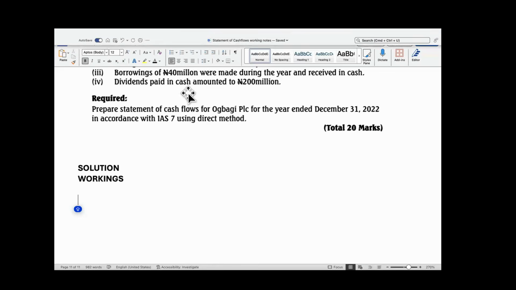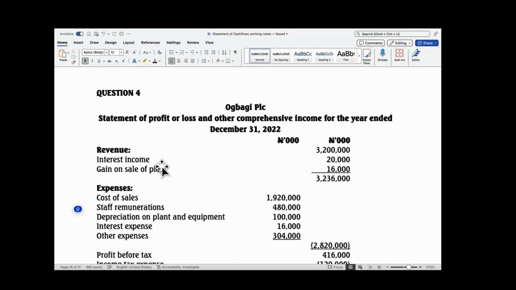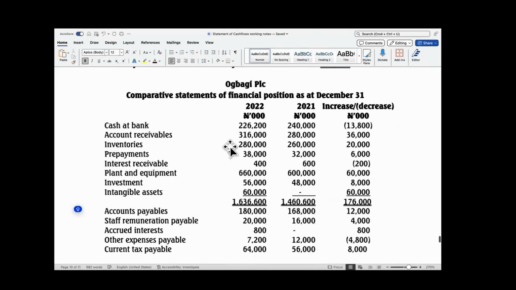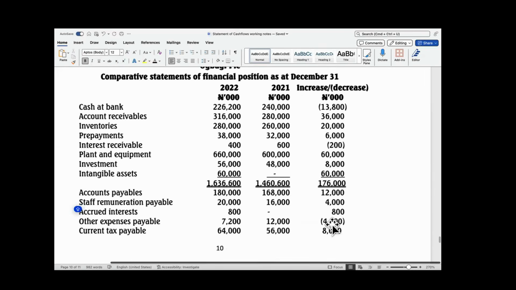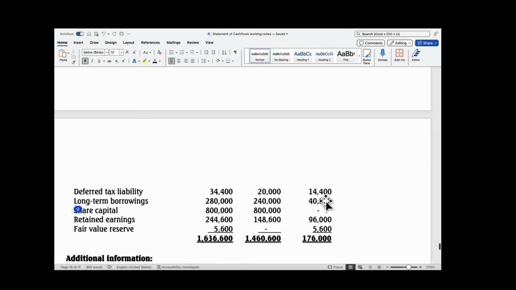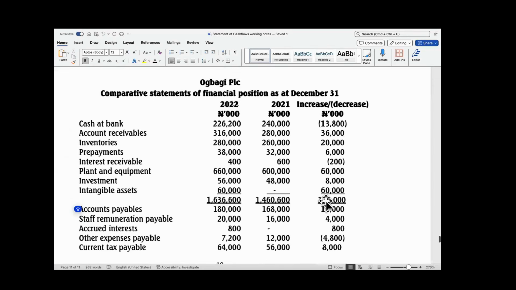Okay, now let's look at the direct method. This is also a past question. They gave us the statement of profit or loss and other comprehensive income for the year ended of this company, and the statement of financial position for the 2 years. So these ones have already done the increase or decreases for us. They have already done all the movements for you, so these guys are really nice. I don't really even bother about all the movements anymore because I already have it in the question.